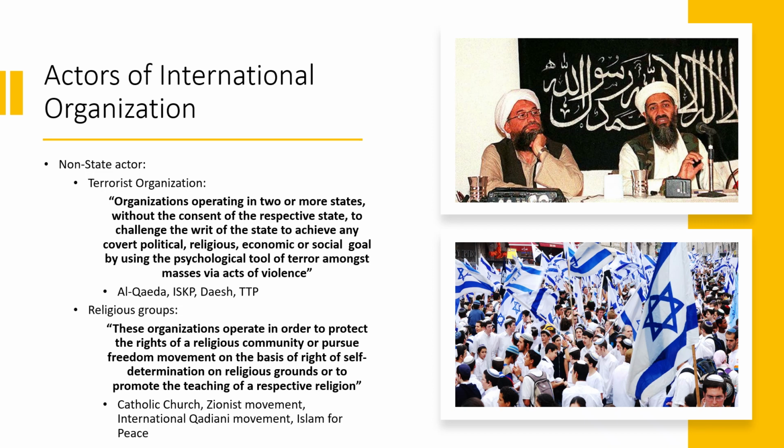Try to understand the definition of these organizations, that a terrorist organization is an organization that would operate in 2 or more states. But these organizations do not operate with the consent of the respective state. They operate without the consent of the respective state because they want to challenge the writ of the state. They do have some covert political, religious, economic, or social goal, and to achieve these goals, they use the tool of terror amongst masses via acts of violence. They commit the acts of violence.